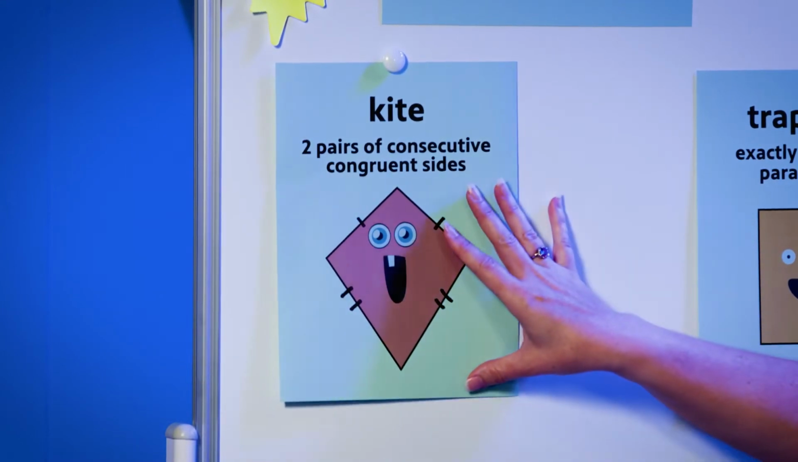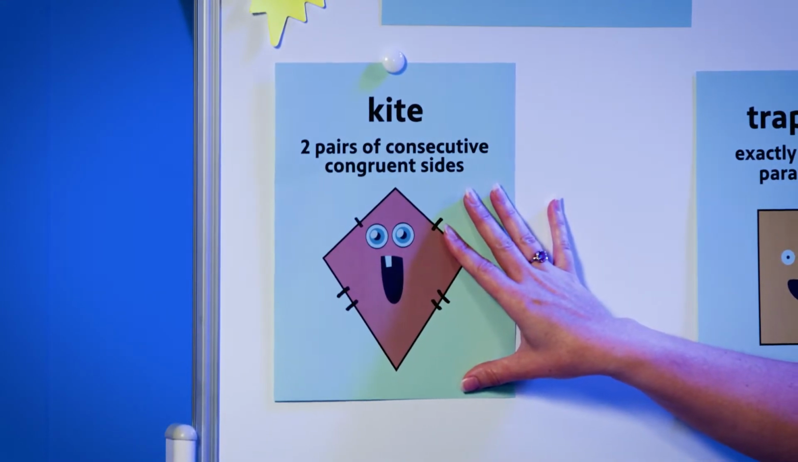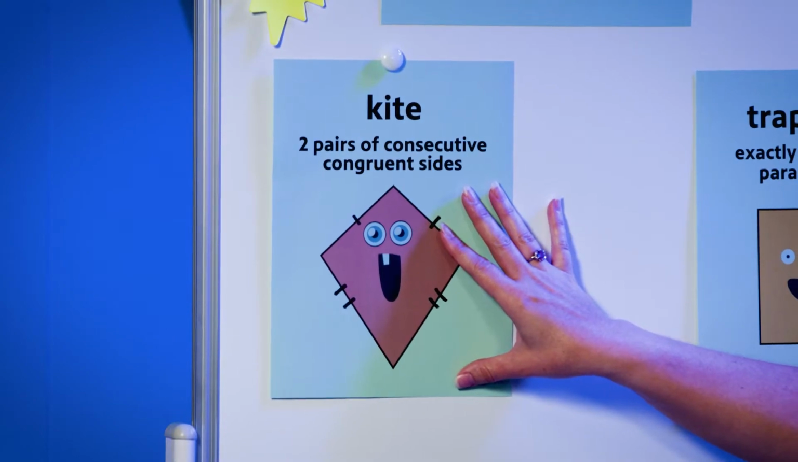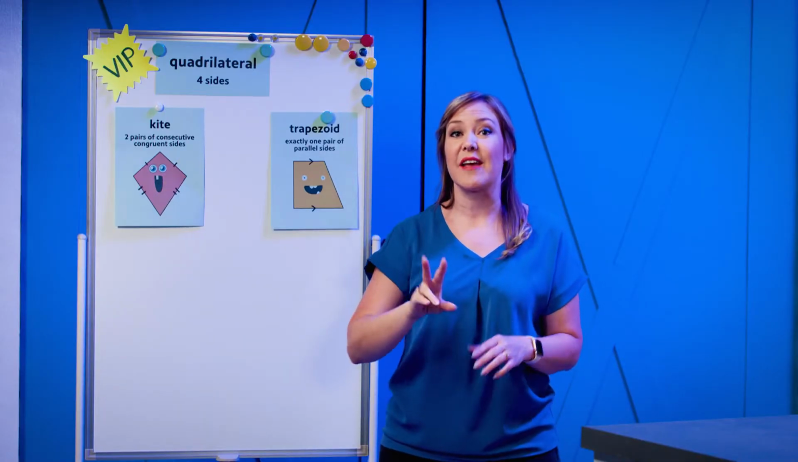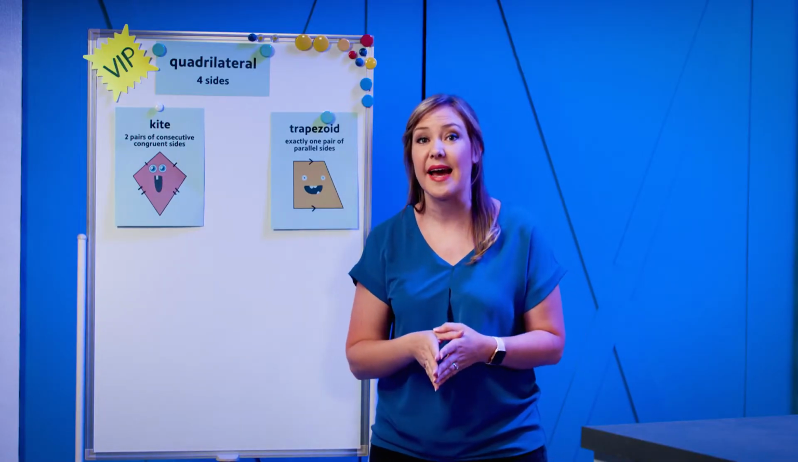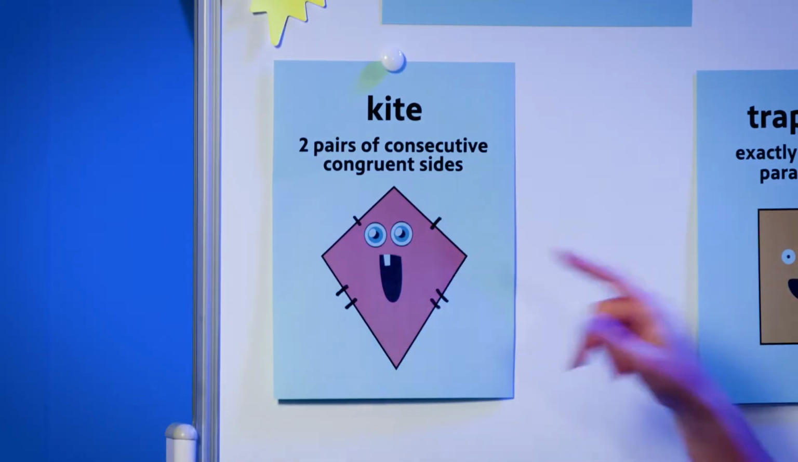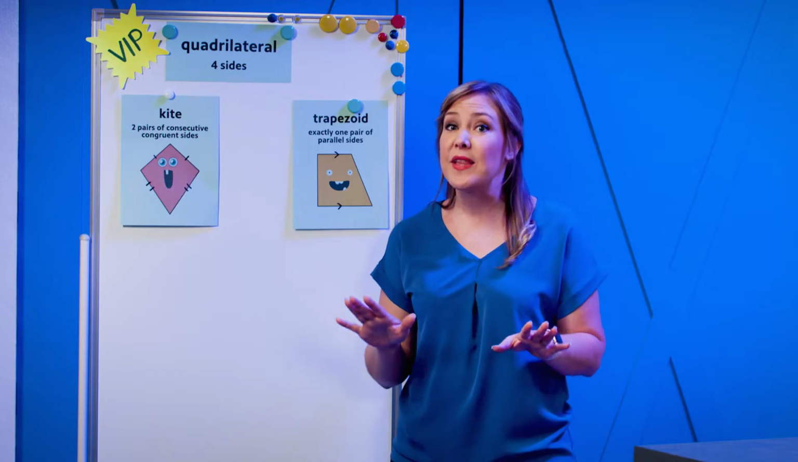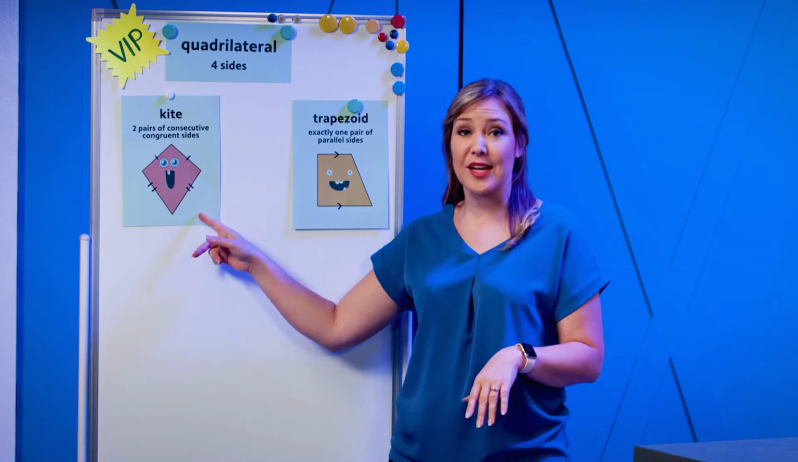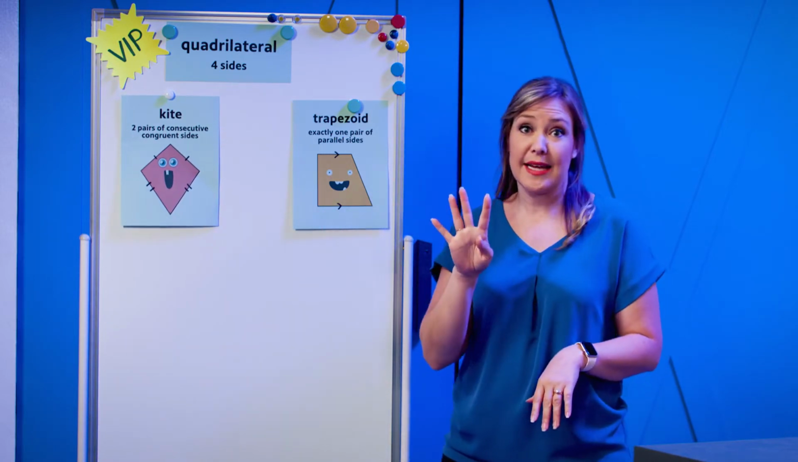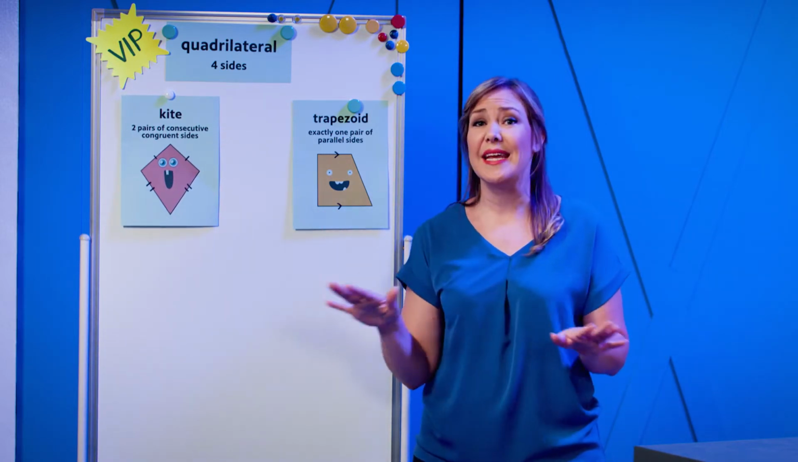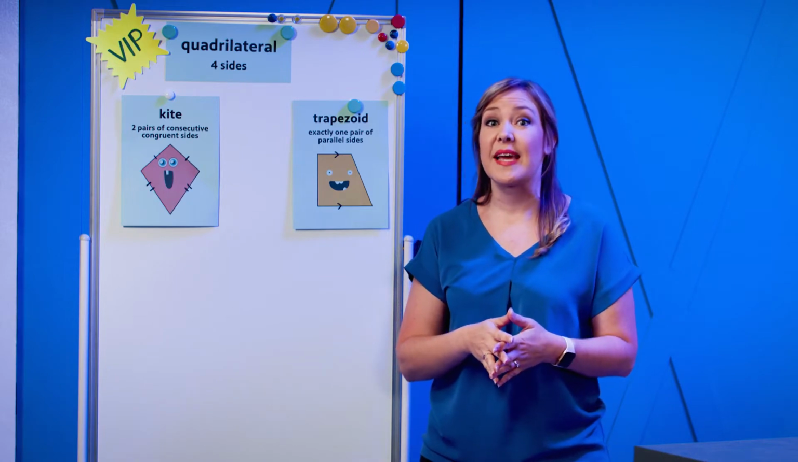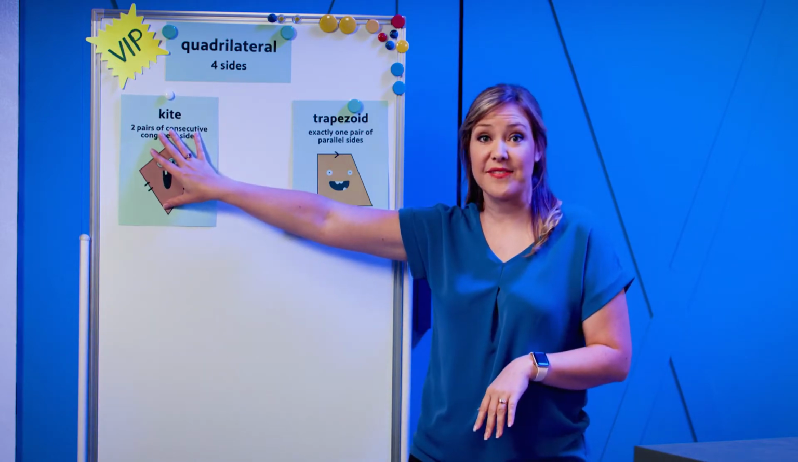When you draw diagonals on the kite, the diagonals are perpendicular to each other. And last, a kite has 2 pairs of consecutive congruent sides. The little tick marks show us that. Now, the only feature that the kite has in common with the trapezoid is that it has 4 sides. They don't share any other characteristics. So that's why the kite goes over here on the left side.